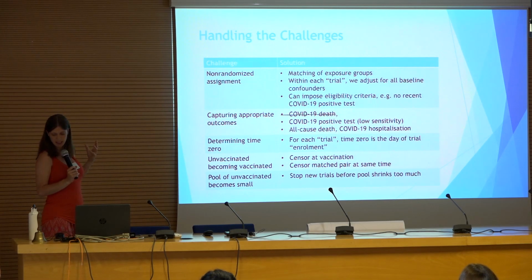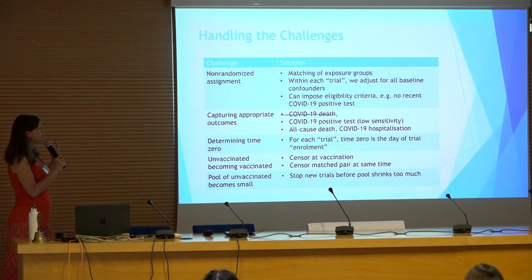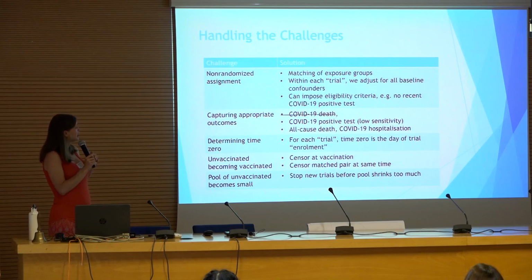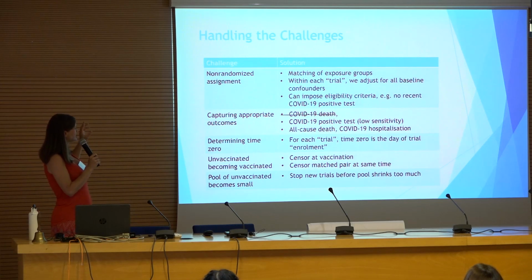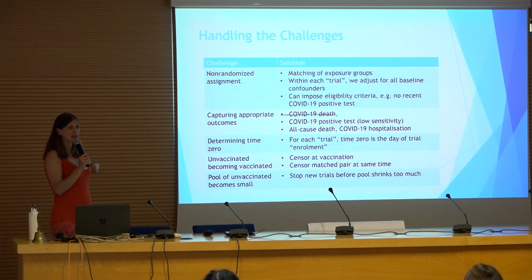Okay, so let's briefly revisit the challenges and think about what we've done. For non-randomized assignment, we have matched the vaccinated to the unvaccinated. Within each of these pretend trials, we're going to adjust for all the baseline confounders that we've measured. And we've imposed the eligibility criteria at the start of each trial period. By doing that, we've removed the time-varying confounding that would otherwise exist. In terms of outcomes, we're ditching COVID-19 death. We're using everything else, but just accepting that there's potentially low sensitivity and maybe some differential misclassification that we might need to worry about later.